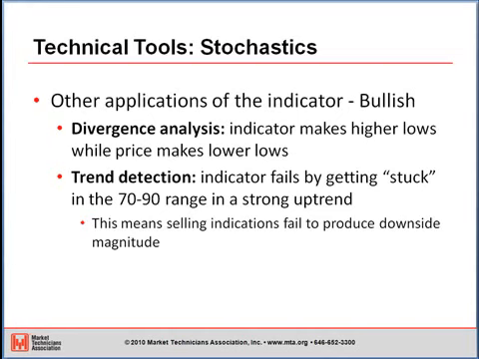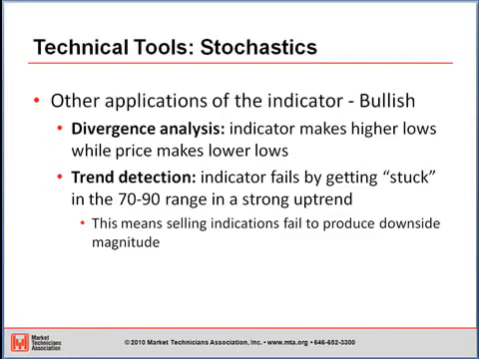Other applications are divergence analysis. This is a little bit more sophisticated and not as common with stochastics. Divergence only occurs on the bull side of stochastics. What divergence means is an indicator makes a higher low while price makes lower lows. We've already discussed number 2, but it bears mentioning one more time.